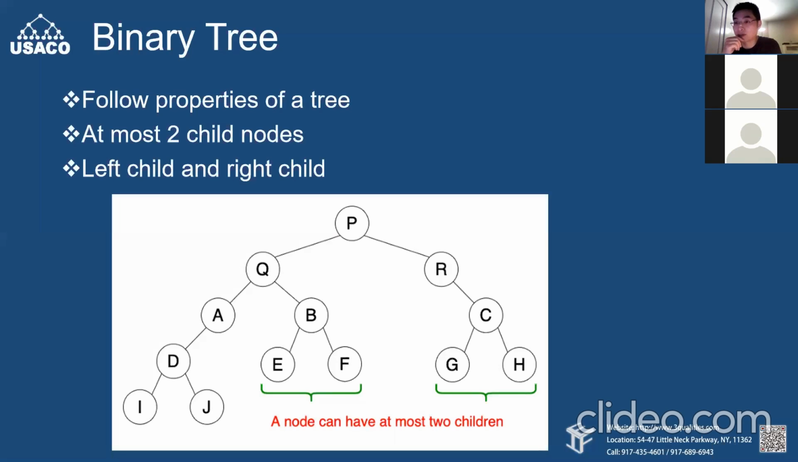How many child nodes does P have? 2. Q and R, right? How many child nodes does Q have? 2. And how many child nodes does A have? 1. Okay. So as you can see, for every node in this tree, it has at most 2 child nodes. So we can call the whole tree a binary tree. Okay, understand? Victor, you understand that? Yeah. Okay, now let's continue.